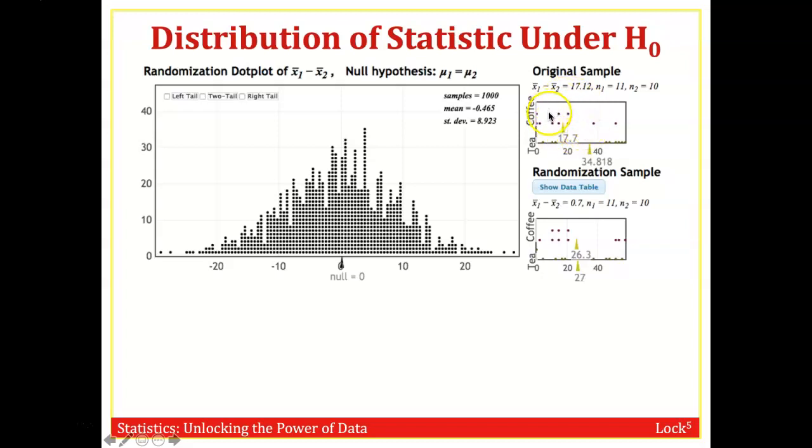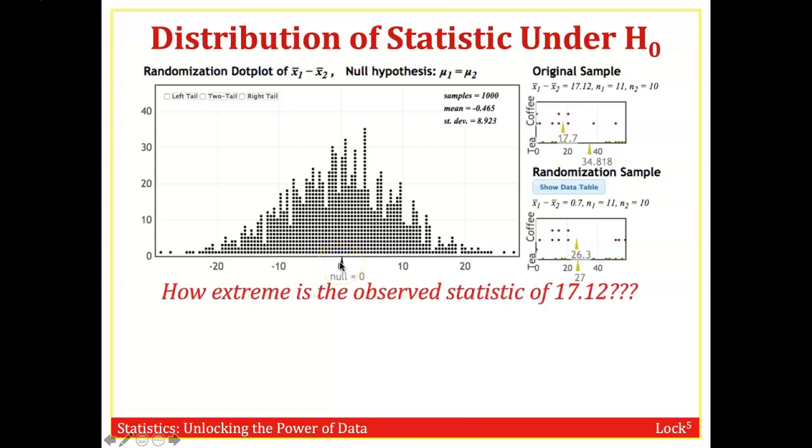Here's the data that was observed. Here's one of the re-randomization samples, where the tea group was 0.7 higher than the coffee group just due to this re-randomization. Okay, and so we get this sampling distribution, which we'll call a randomization distribution. It's centered at 0. And then we're going to look at this and see how extreme our value of 17.12 would be. It's out here somewhere.